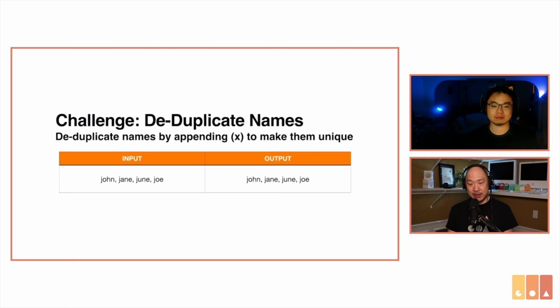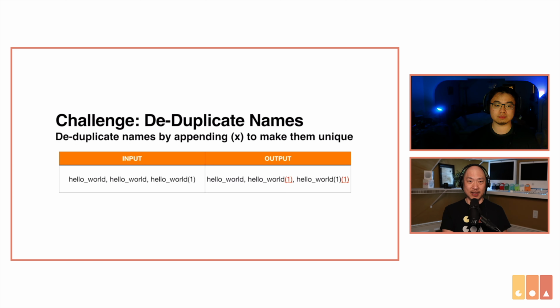The first one, John, Jane, June, and Joe, they're all unique, so the output is exactly the same strings. The second one, hello world, hello world, and hello world bracket 1. So the output would be hello world for the first name. The second name, because it's already a duplicate, we would need to append bracket 1. And then the third name, hello world bracket 1, already exists in our output, so we need to add another bracket 1 to it.